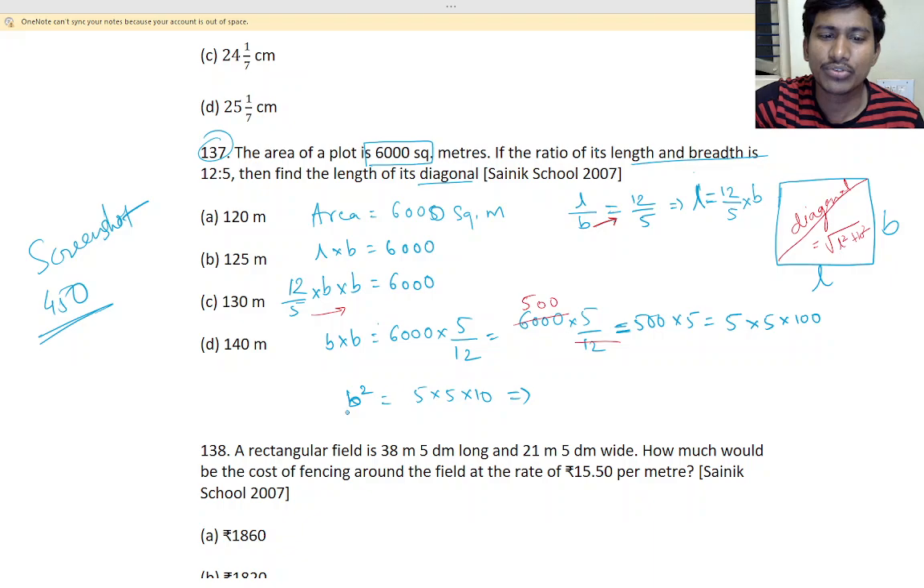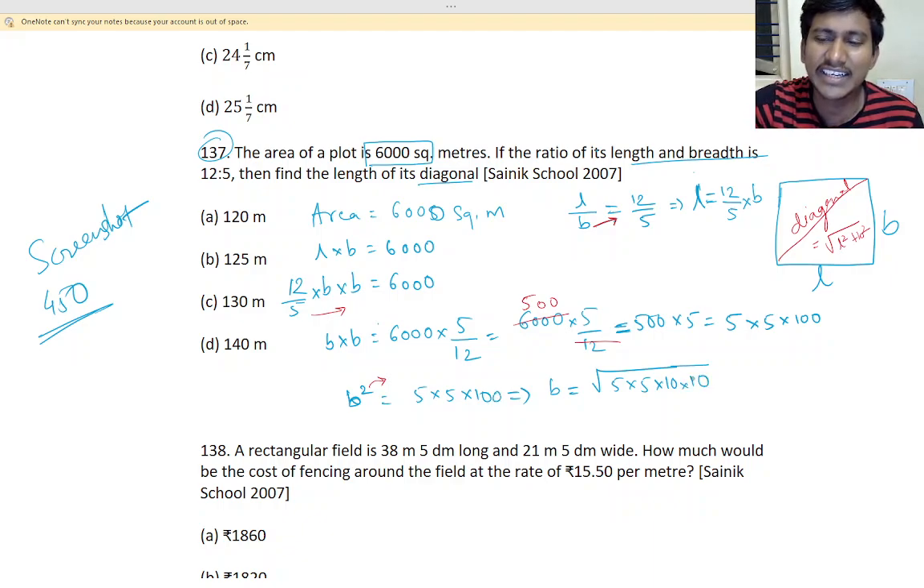Now if you want to find that B value, we have to take the square root. So B is equal to how much? The square root of 5 into 5 into 100. Can I write 100 as 10 into 10?